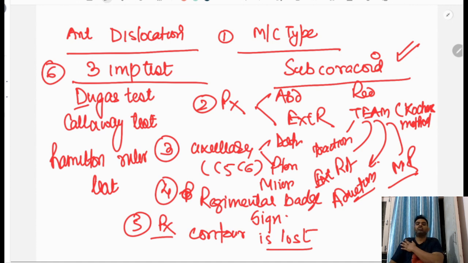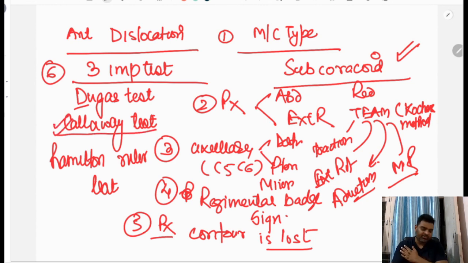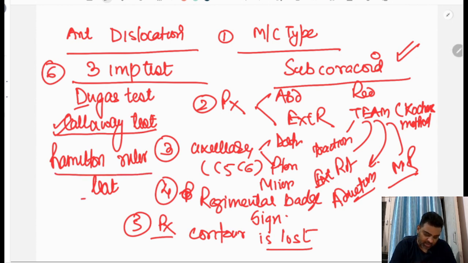D for Dugas, D for dusra, that means the contralateral shoulder. If there is anterior dislocation of your right shoulder, ask the person to put his hand on the other shoulder. The patient will not be able to do this, so this is known as the Dugas test. What is the Callaway test? Remember circumference. When you measure the circumference of the axilla, it will be increased because there is a subcoracoid head of the humerus.